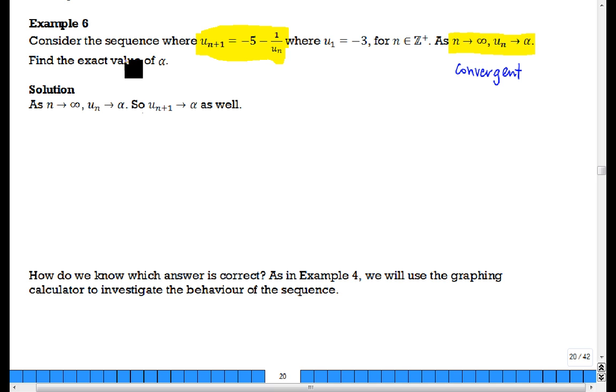Now we are to find the exact value of alpha. So which means you cannot use GC. We cannot use GC because they ask for exact. You have no choice but to use the algebraic method. Okay? So we use the same idea. If it's convergent, this term should be alpha. This un should also tend close to alpha.